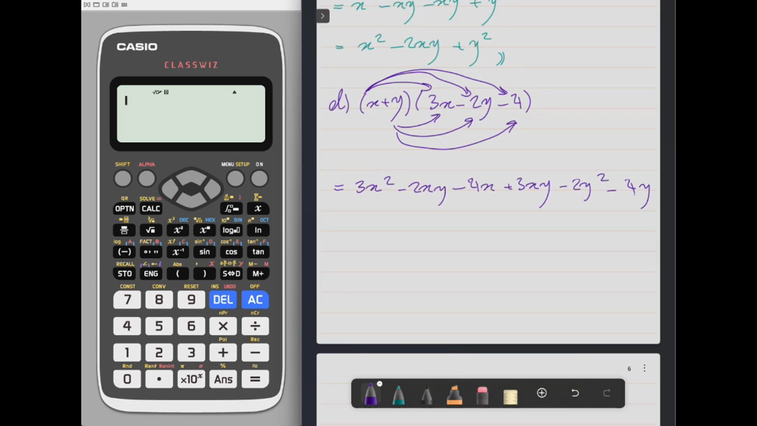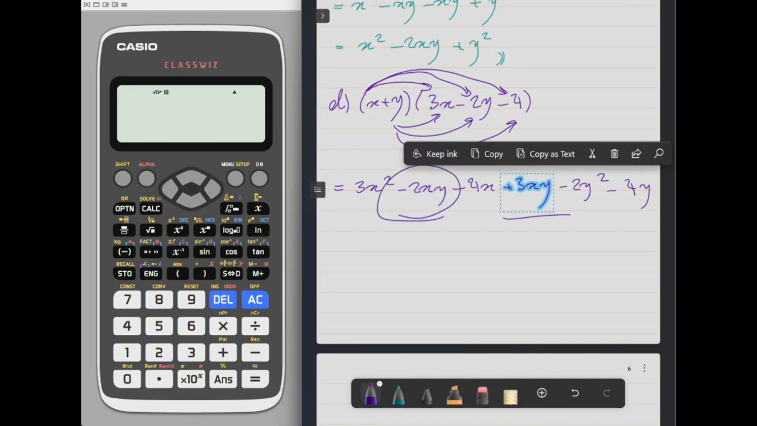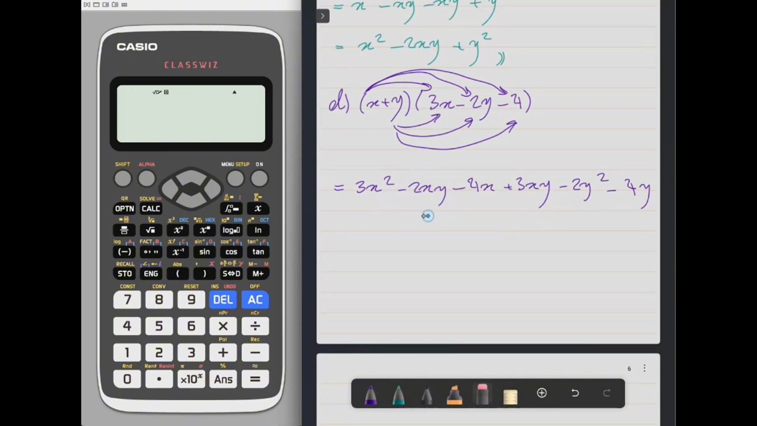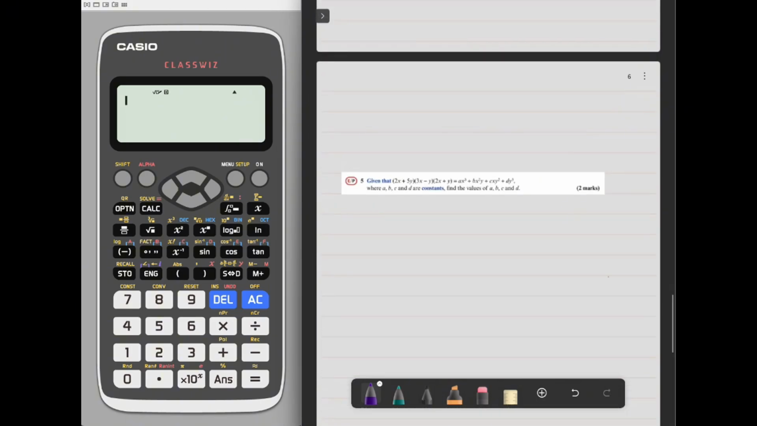Can I simplify it? These two terms have the same unknown parts, so yes, you can simplify it. I can write it as 3x squared plus xy, since minus 2 plus 3 is 1, and we do not write 1, of course. Then minus 4x minus 2y squared minus 4y. This is your final answer to part D.